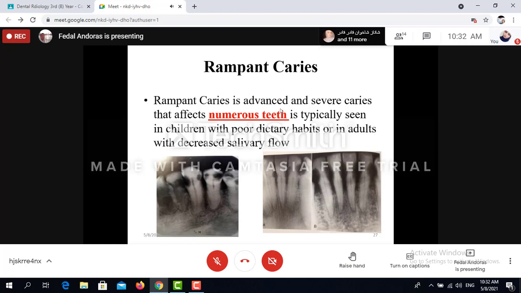Whenever you see anterior teeth, all anterior teeth with carious lesions, upper and lower, mostly upper, that means the oral hygiene is not good or there is an underlying disease that needs to be solved, because this is a clue of rampant caries, where numerous teeth will be affected.